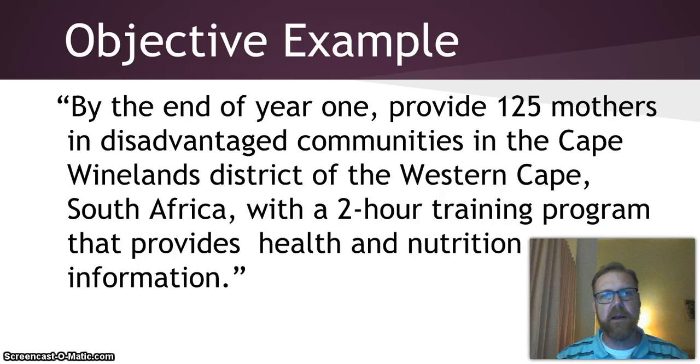By the end of year one. Ta-da! It was a multi-year program that we were proposing. We had a target that by the end of the year we would reach 125 mothers. It was good for us because it meant that we wouldn't have to reach all 125 in one shot. We had 12 months. We had 365 days to get 125 mothers to go through this program. So this is a SMART objective. It has all of those SMART characteristics.